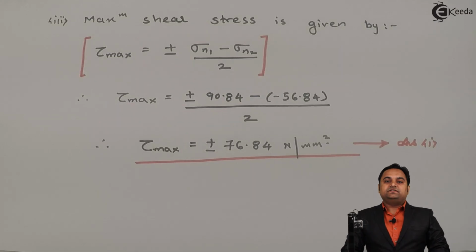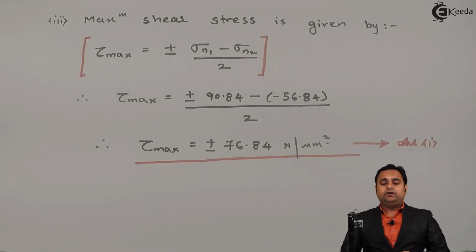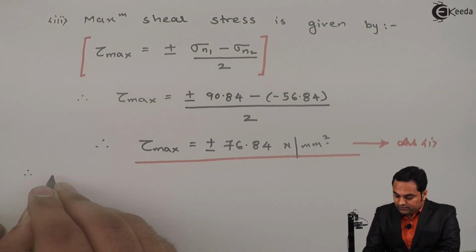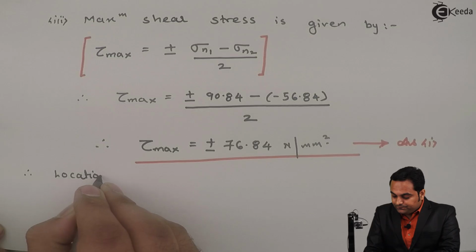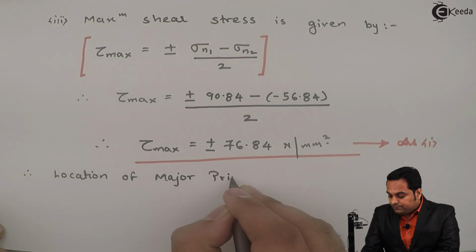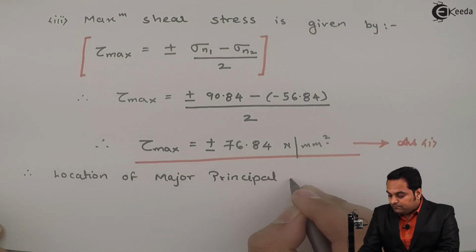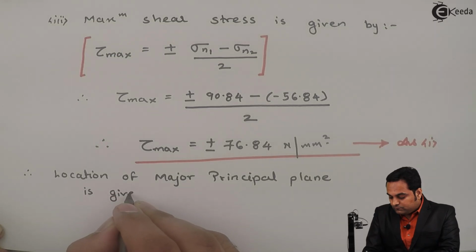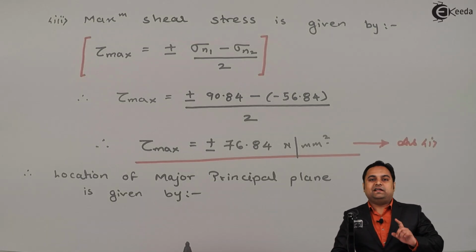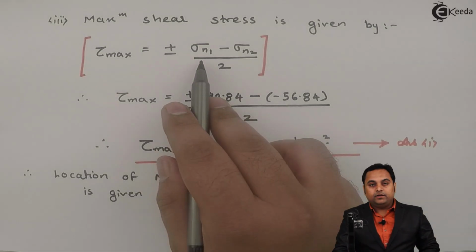Now, after getting the maximum shear stress, we need to know where it is located, and for that we should know the location of principal planes, that is, where the major principal stress and minor principal stress are acting. So after this I'll say that therefore the location of major principal plane is given by. Major principal plane is that plane which carries the major principal stress, which is sigma n1.